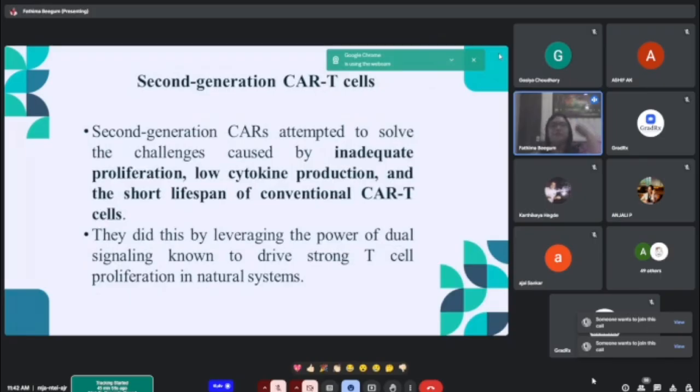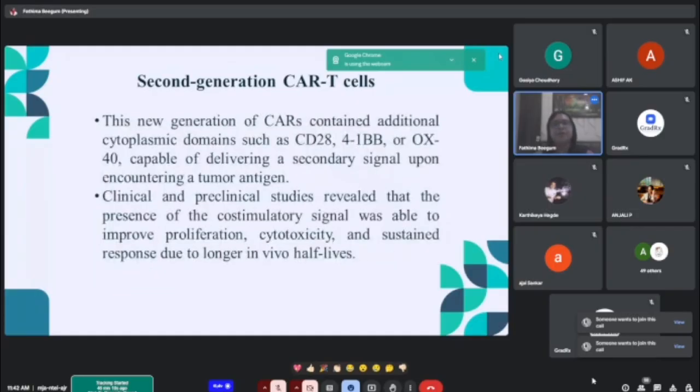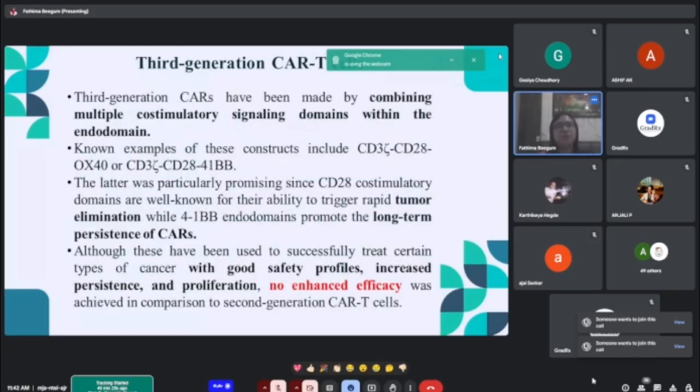Coming to the second generation, it has adequate proliferation. The peculiarity is that it has an extracellular domain, a transmembrane domain, and also an intracellular domain. Along with that, a co-stimulatory domain is also there, which helps to increase the lifespan of the conventional CAR therapy. The new therapy is highly efficient.